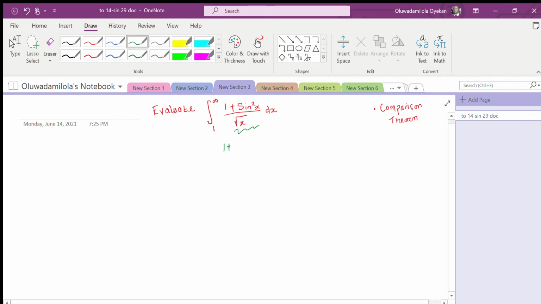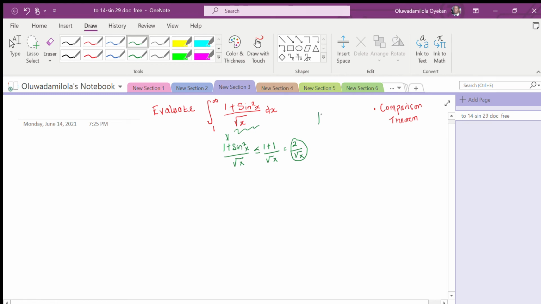Our sine is bounded by 1, which implies that I can have 1 plus 1, root x, and this is equal to 2 root x. So now we have that this guy here is bigger than this guy here. With that we can easily integrate 2 over root x, which is much easier compared to integrating 1 plus sine squared x over root x.